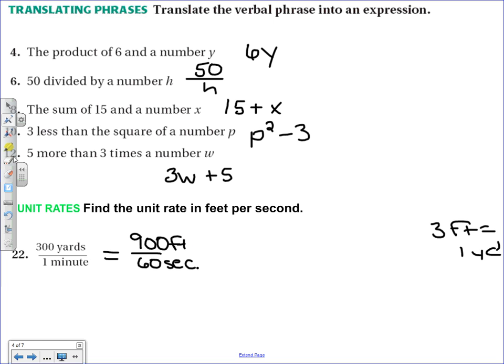So now we need to do a little bit of division. Before we divide, let's cancel, and we're left with this equation, which is 90 divided by 6. Goes in 1 time. 30 divided by 6 goes in 5 times, works out evenly. So our answer is 15 feet per second, and that's our unit rate.